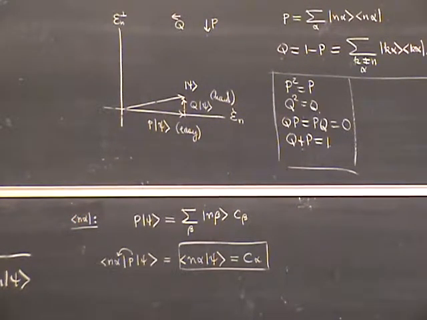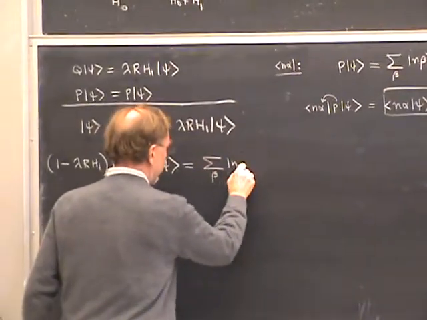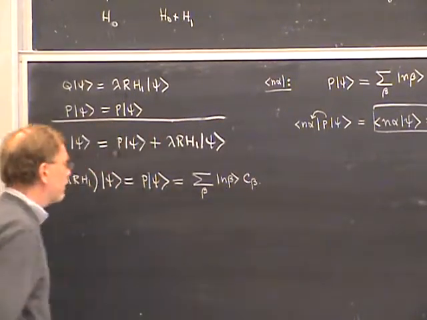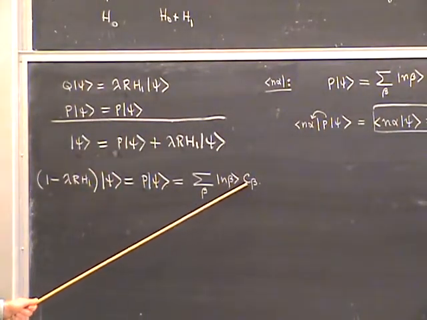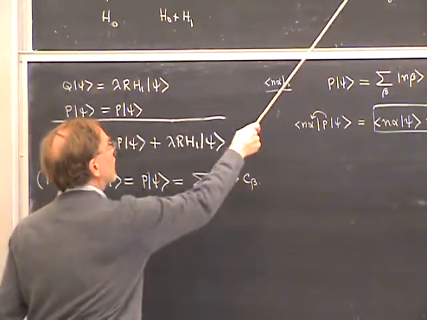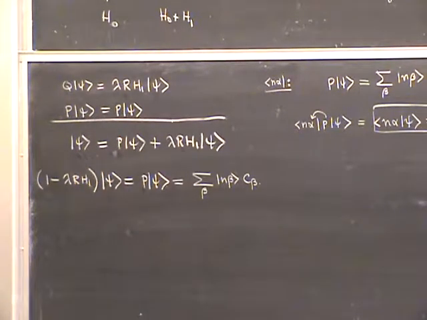Well, in any case, let me go back here to this P psi and now write this as a sum on beta, n beta times coefficient C beta, like this. We're going to need to know these coefficients C beta if we want to know what P psi, the projection of the exact eigenstate onto the unperturbed eigenspace, is.